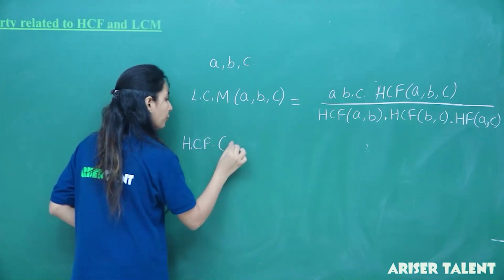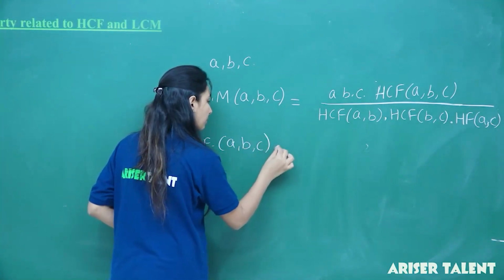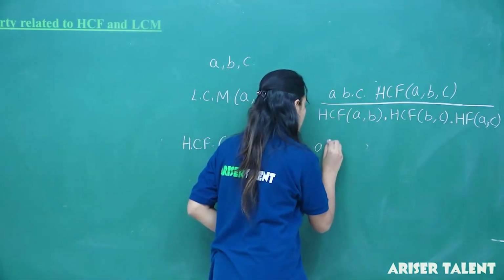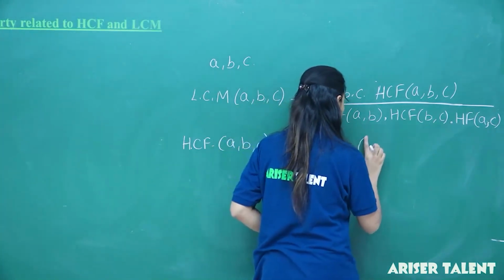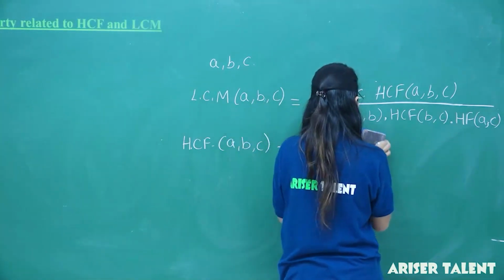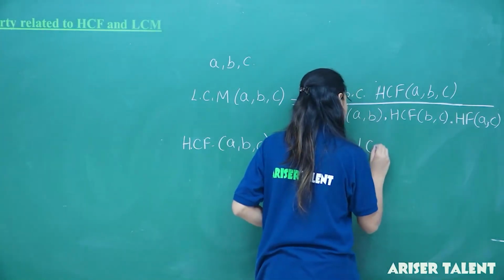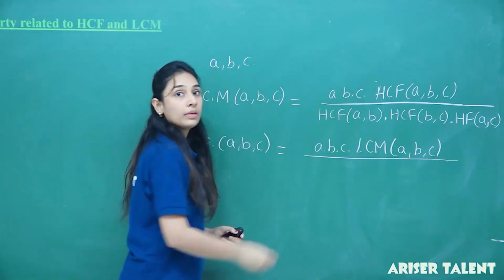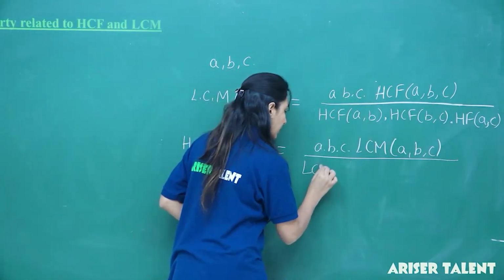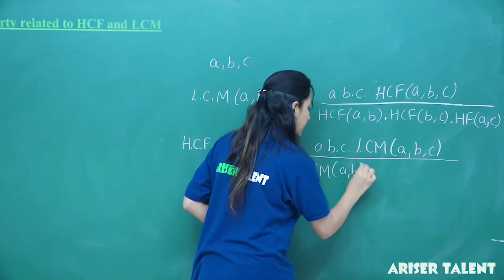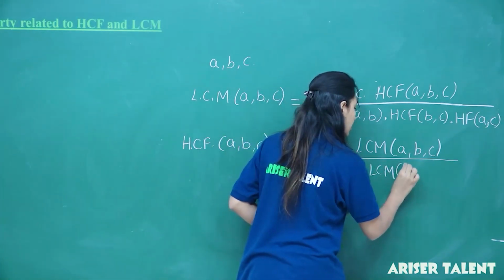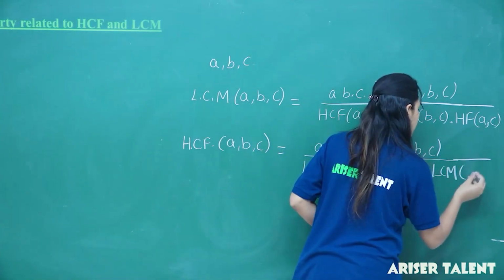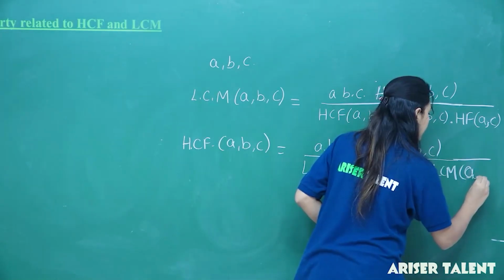Now write the same for HCF, with LCM in place of HCF only. HCF of A, B, C will be equal to A multiplied by B multiplied by C multiplied by LCM of A, B, C divided by LCM of AB multiplied by LCM of BC multiplied by LCM of AC.